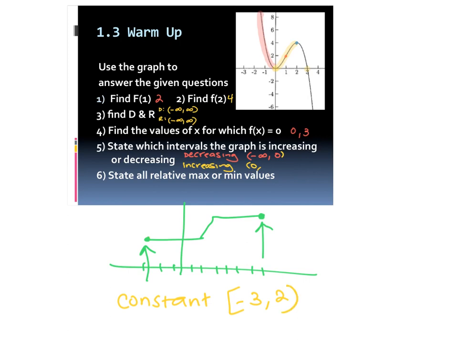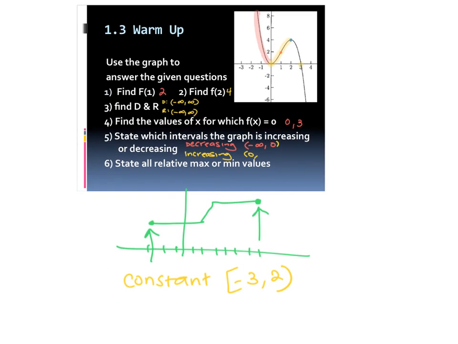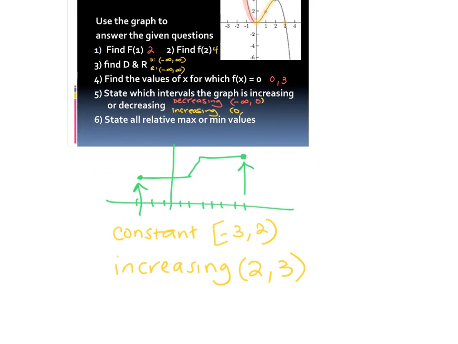-3 to 2 with a parentheses. And then it's increasing from 2 to 3, roughly. It's not the best scale. And then it's constant again from 3, 4, 5, 6, 7 to 7. So that's the only time you're going to see brackets on increasing, decreasing behavior: if it starts or stops constant. Everything else is a parentheses. Does that make sense?